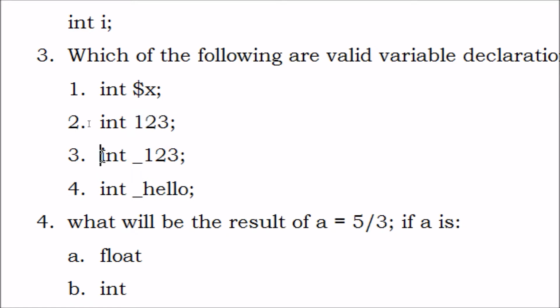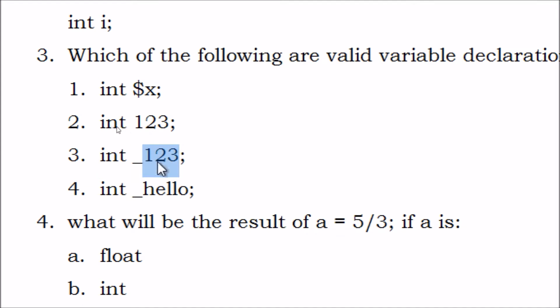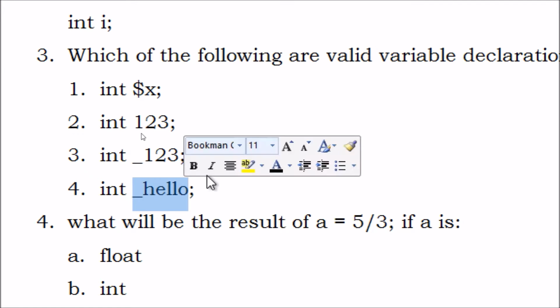Next is int _123. What do you think of this variable name? It is perfectly allowed, as the underscore sign can appear at the beginning and we can have digits after this first character anywhere in the name, so this is a valid identifier name. And next is int _hello. It is also a valid identifier name because the underscore sign is allowed, and there is no space. So that's it for this question.